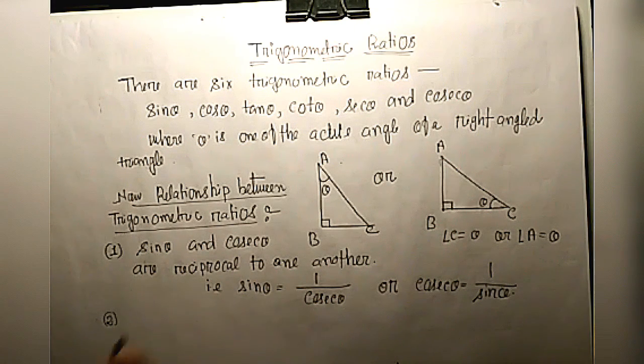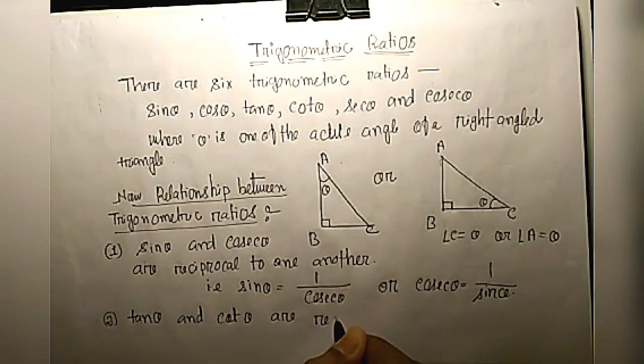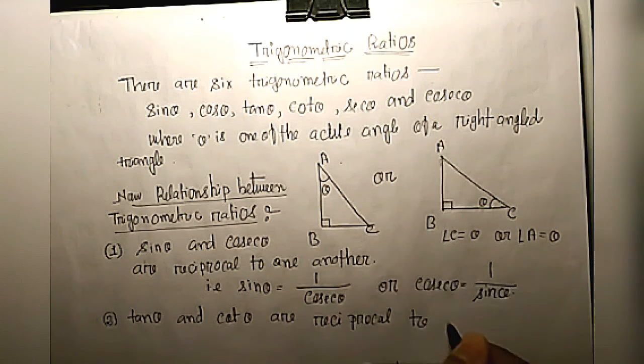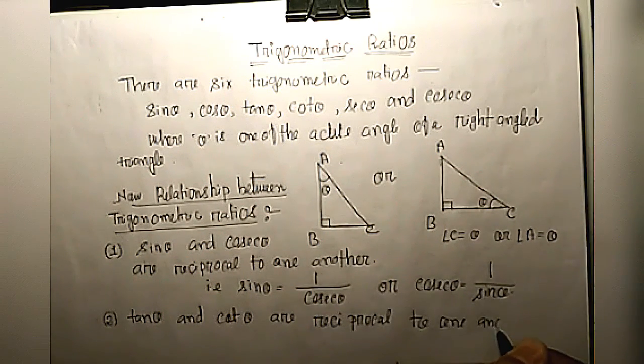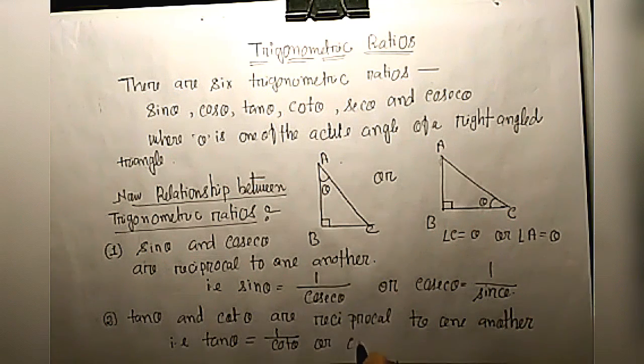Point number 2, tan theta and cot theta are reciprocal to one another. So tan theta and cot theta are reciprocal. That is tan theta is equal to 1 by cot theta, or we can write cot theta equals 1 by tan theta, because tan and cot are reciprocal to one another.